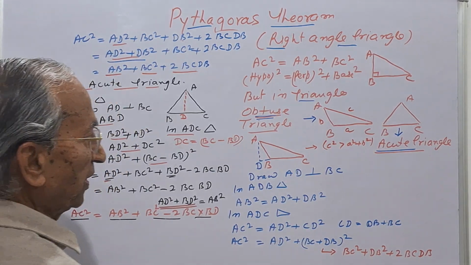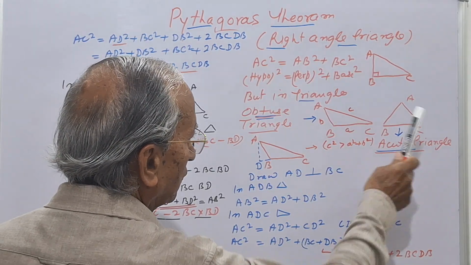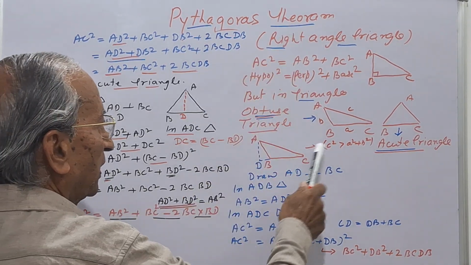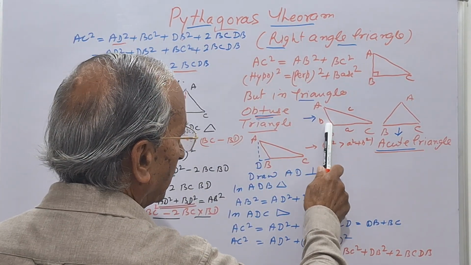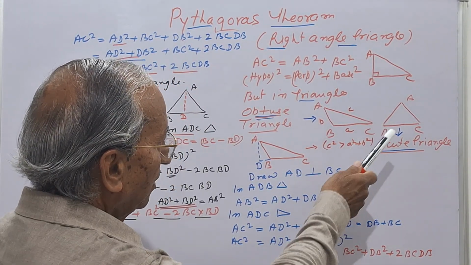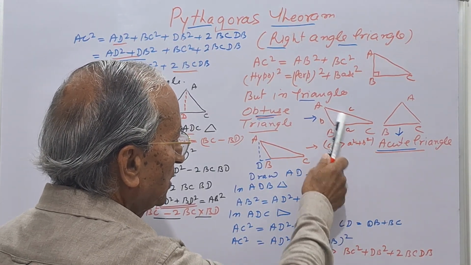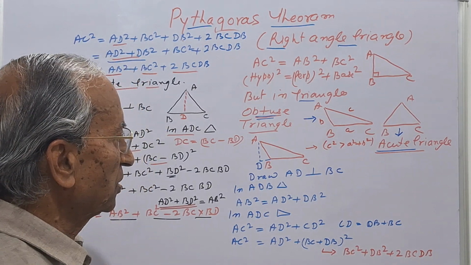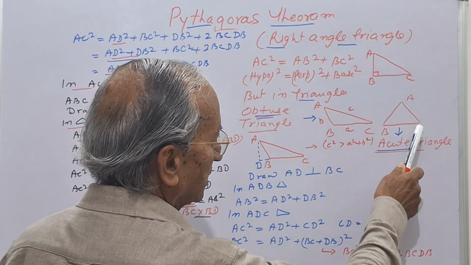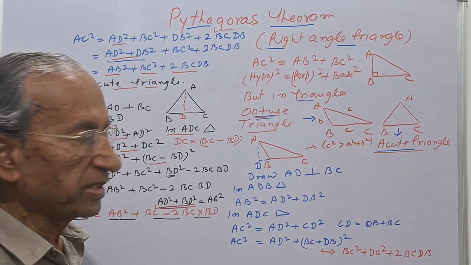But if we take an obtuse triangle or an acute triangle, how will this Pythagoras theorem be applicable to obtuse and acute triangles? This is the main point. See, when hypotenuse square is more than a square plus b square, then it is known as an obtuse angle triangle, and when c square is less than a square plus b square, it is an acute angle triangle.